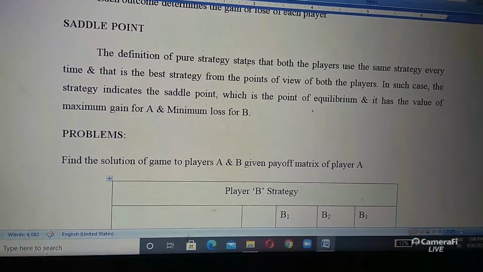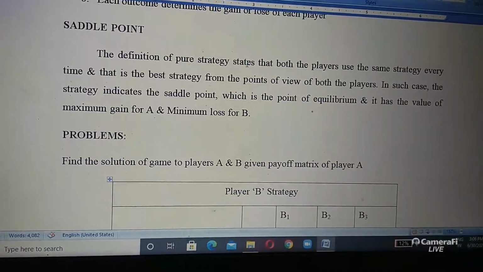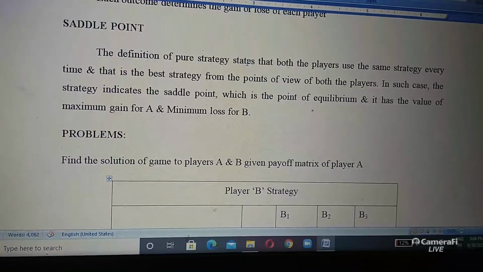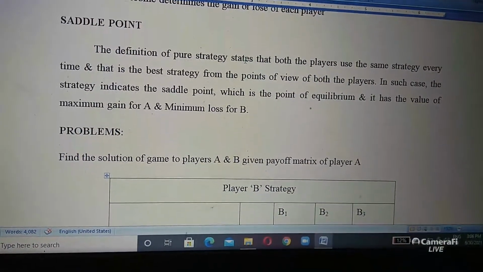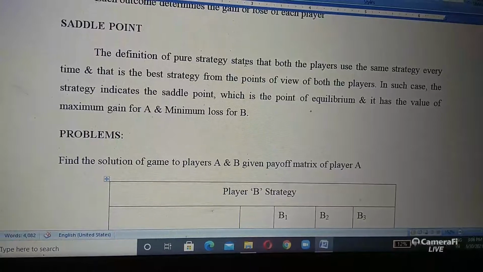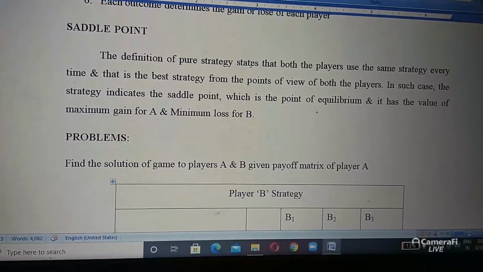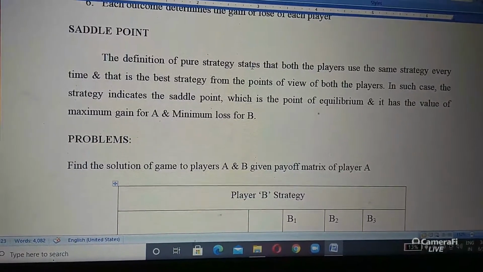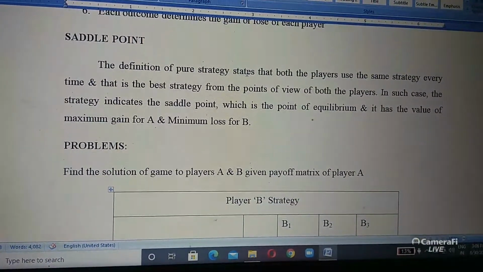Then next one here, which is the point of equilibrium, and it has the value of maximum gain for A and minimum loss for B. Here two players, two teams are there, showing the same interest and they have good strength towards playing the game. So, this saddle point is perfectly suitable for that situation.